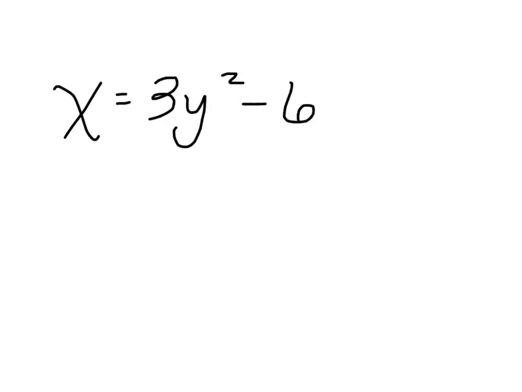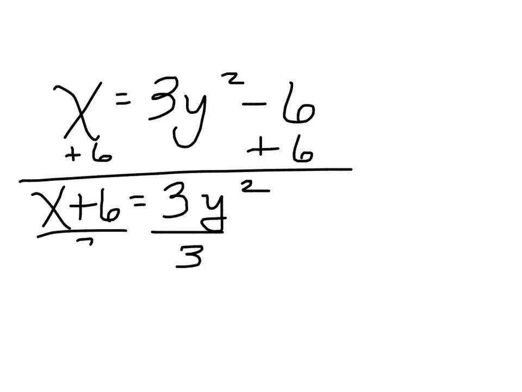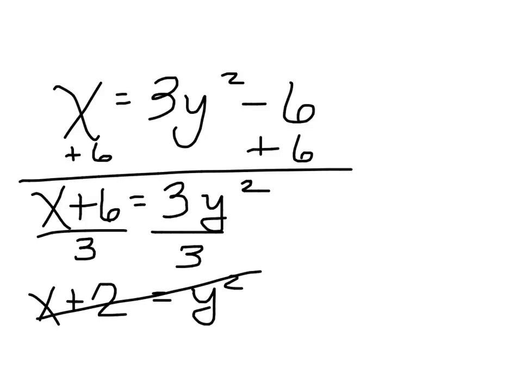Add 6. That's the first thing. Get rid of any adding and subtracting. So I got x plus 6 equals 3y squared. Now, how do I get rid of the 3? Be careful. When you divide by 3, it's not x plus 2. That is not the right answer. What that person would have done is 6 divided by 3 for the back, which isn't bad, but then they didn't take x divided by 3.